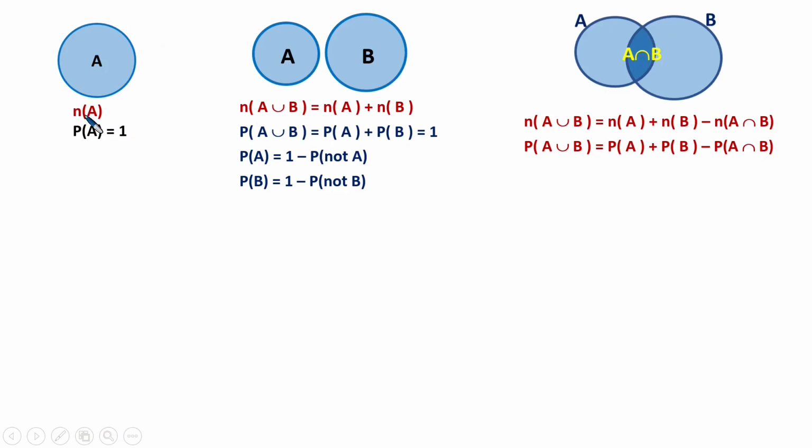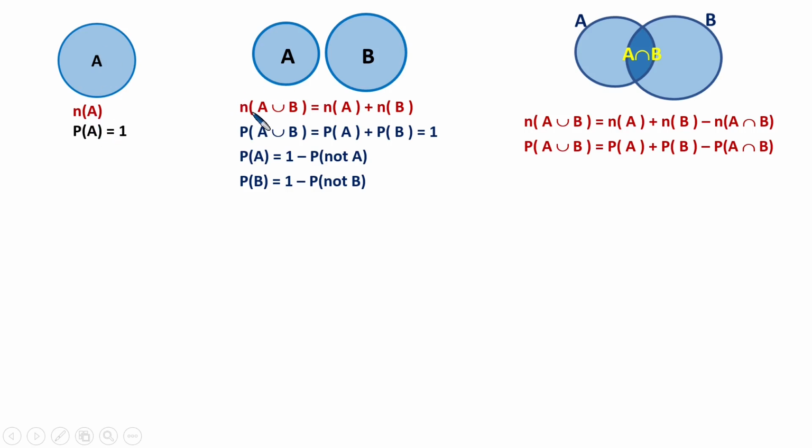Here I would like to point out this number of elements in A is related to probability. Suppose this is your sample space, and for any event to occur, what is the probability? The probability of an event occurring in this is always 1, because this is the whole sample space. So any event can happen. Suppose there are some elements here, all these elements are possible to get. So probability is always 1.